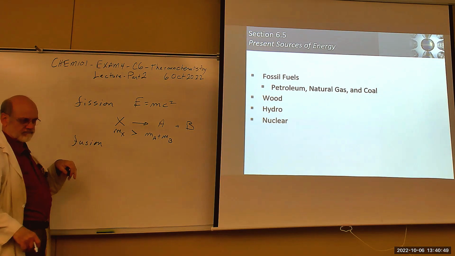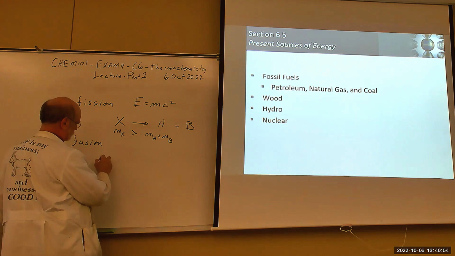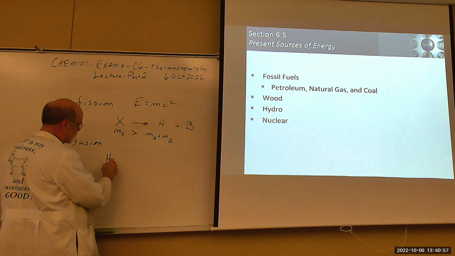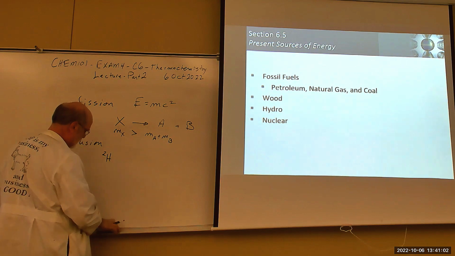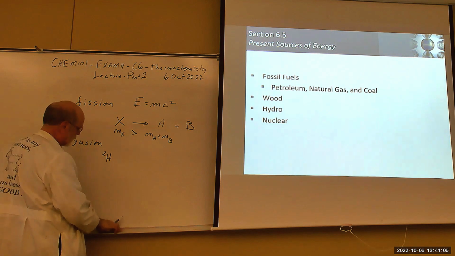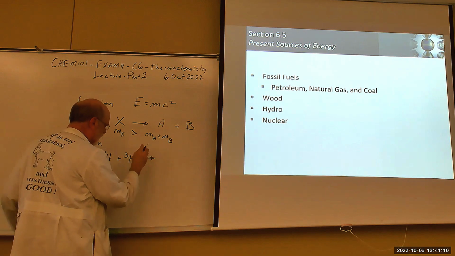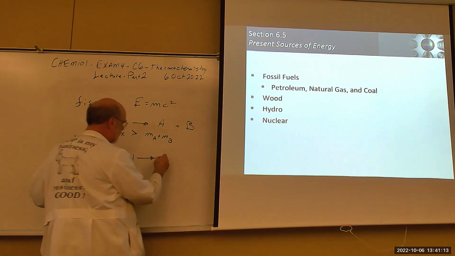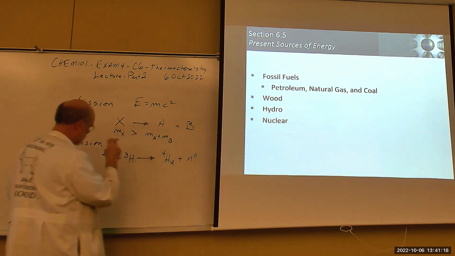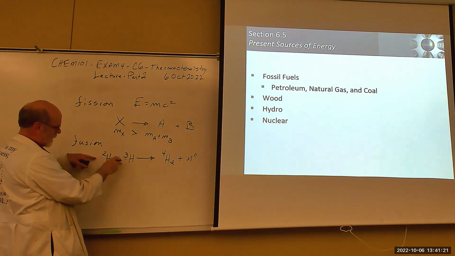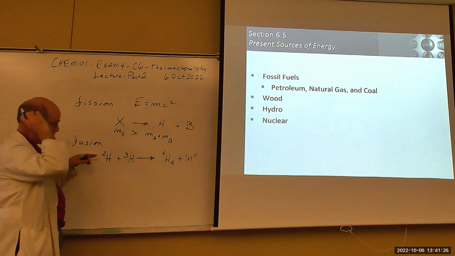Fusion, you take usually two lighter elements, like isotopes of hydrogen. I like deuterium and tritium. And you combine those two together and you get helium, plus some neutrons, I think. So that would be 5 nucleons for 5 nucleons. Okay, so that part balances.